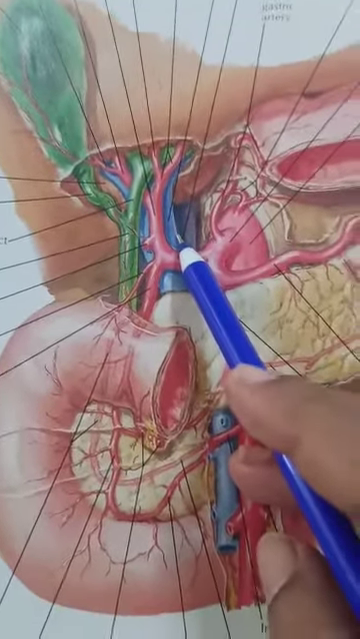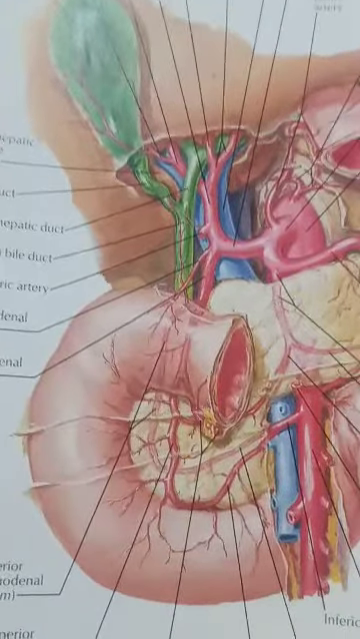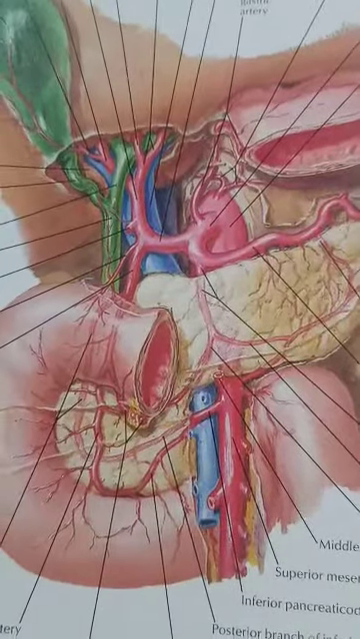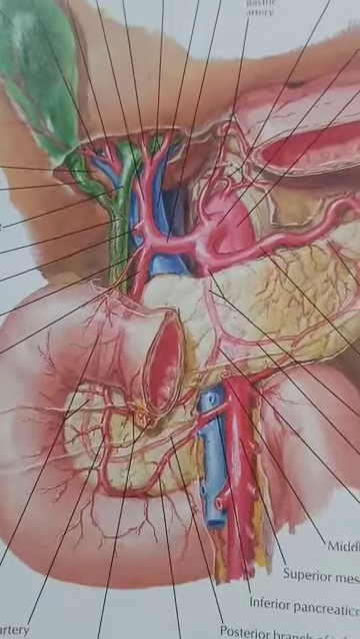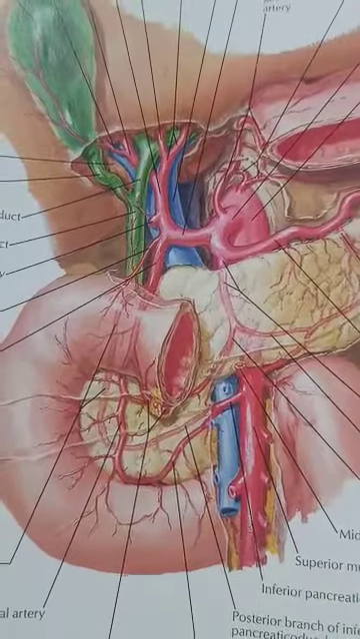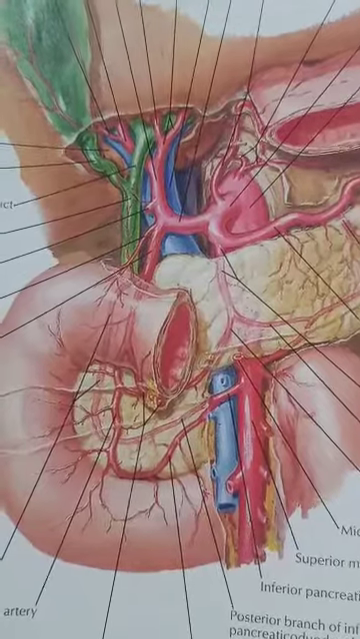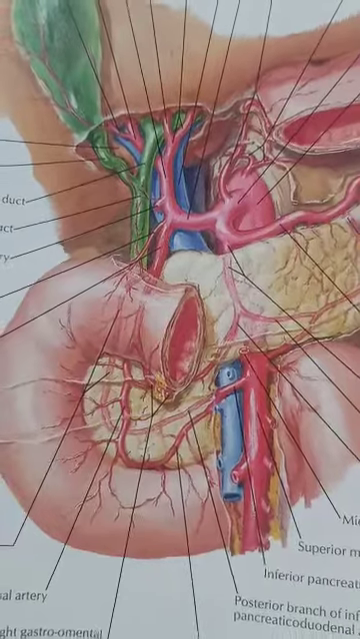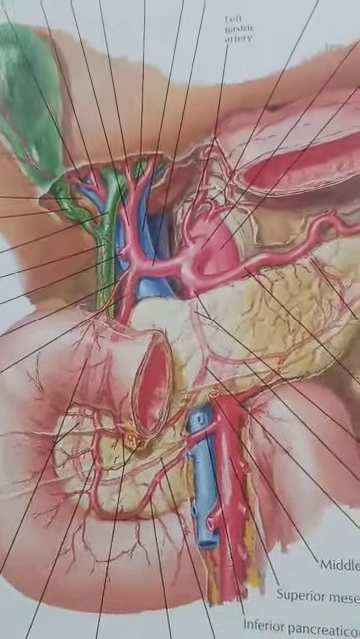Then lymphatic drainage. The lymphatics from the gallbladder, cystic duct and hepatic duct drain into the cystic node, then into the hepatic nodes, and finally into the pancreatic or splenic lymph nodes. Then nerve supply is by the cystic plexus of nerves, which is derived from the hepatic plexus.